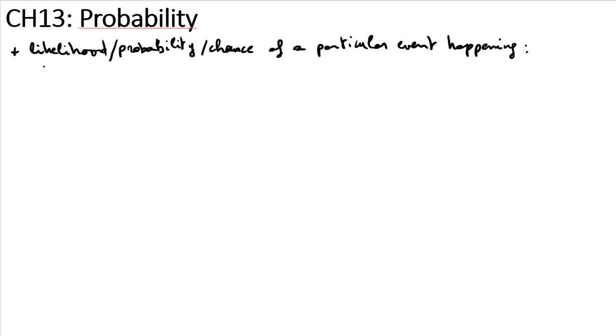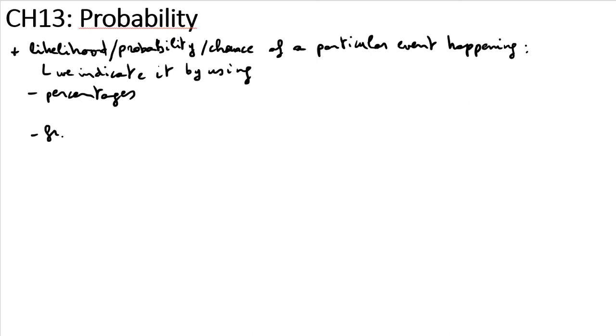So we can indicate the likelihood, probability, or chance of a particular event by using percentage, fractions, or decimals.